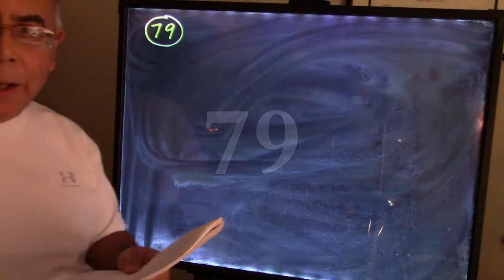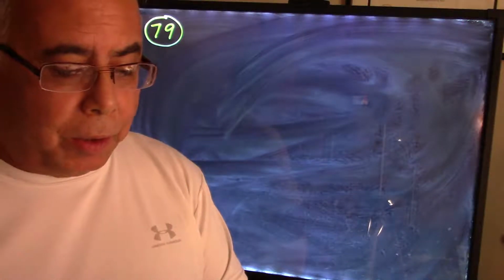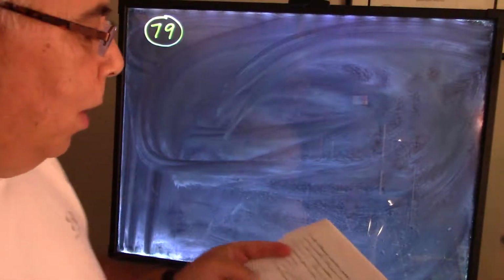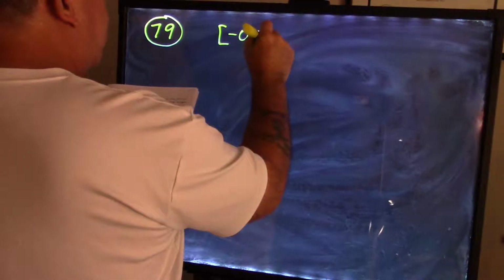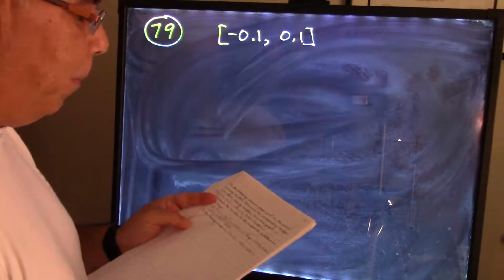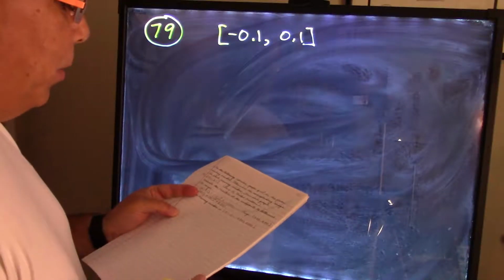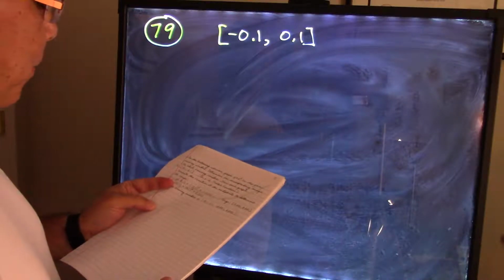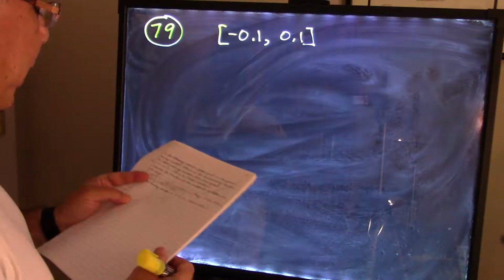Okay, number 79. It says graph y equals x cubed in the given viewing window, and then determine the corresponding range for each viewing window. Show each graph. So we have a domain from -0.1 to 0.1, closed interval. All right. This, by the way, you can see on page 16 in your toolkit functions, the cube function, y equals x cubed. So let's find out the range.